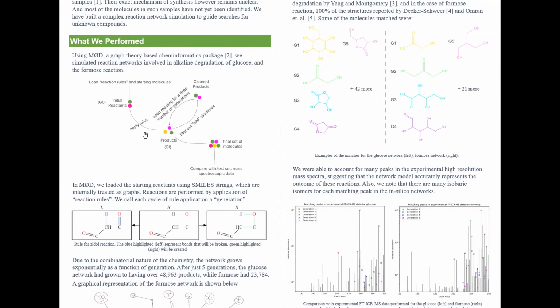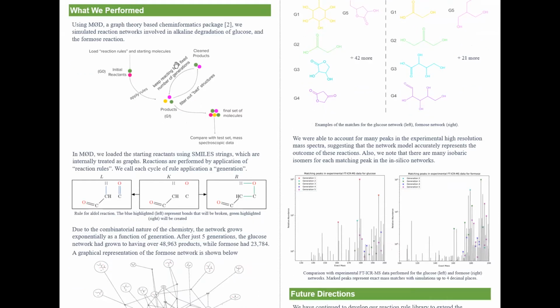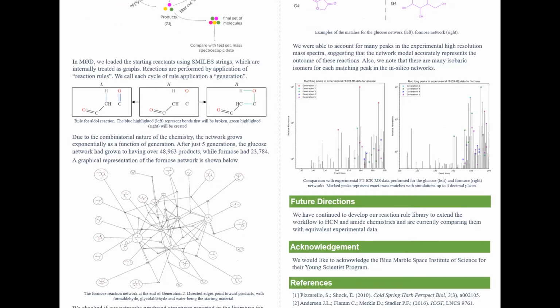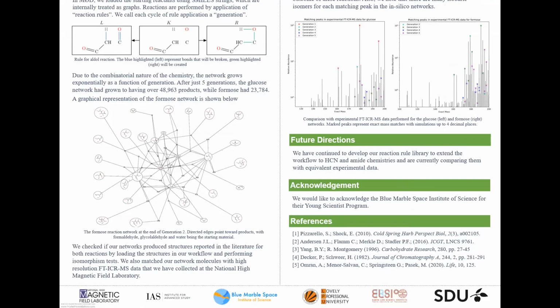We apply these reaction rules to a set of initial reactants. We get a set of products, and we filter out any bad structures in these products. And we call this strategy of applying rules to the reactants a generation. After a fixed number of generations, we arrive at a final set of molecules, and we dump them. This is how the formose network looks like at the end of two generations.